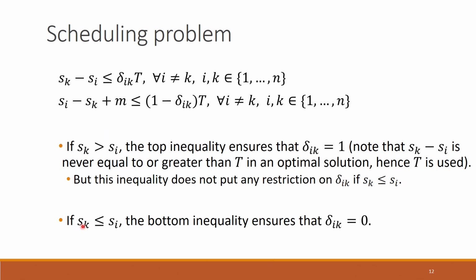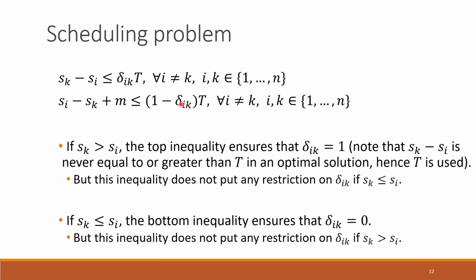So, if Sk is less than or equal to Si here, then the LHS of the bottom constraint is a positive quantity, because we have defined small m to be a constant which lies in the interval 0 to 1. Okay. So, then delta Ik cannot be 1, otherwise the RHS of the bottom inequality will be 0. So, delta Ik is forced to be 0 in that case, and this bottom inequality does not put any restriction if Sk is greater than Si.